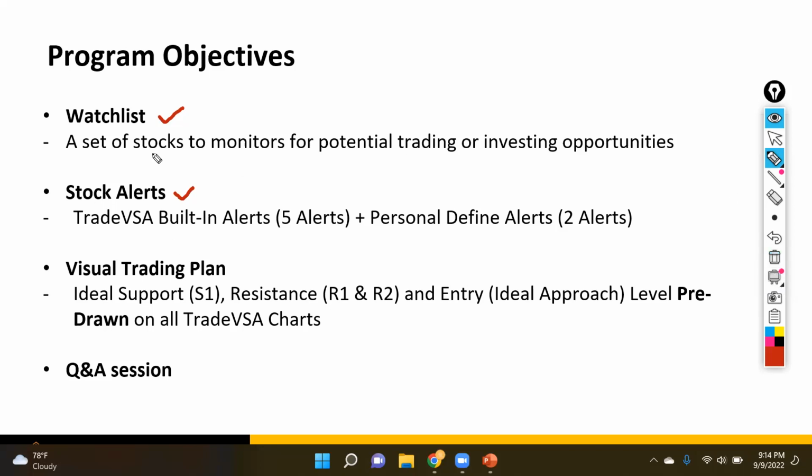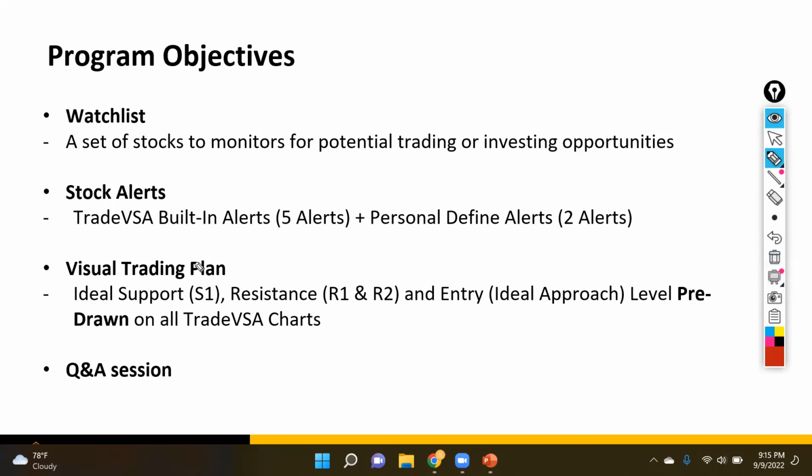Now, the next thing is the stock alerts. We actually have two types of stock alerts in VSA 360. First is the built-in alerts, which are preset for you. Once you key in your stock in the watch list, it will, based on the criteria, send you the alerts. The other one is called personal defined alerts, which means you can add in your own support and resistance. I'm going to explain the difference later on.